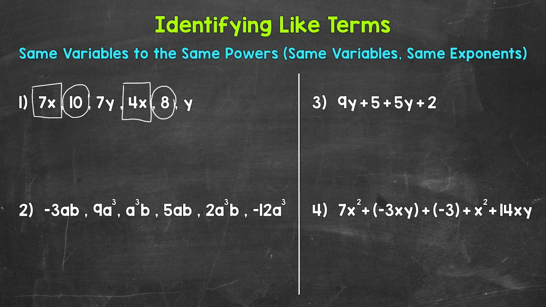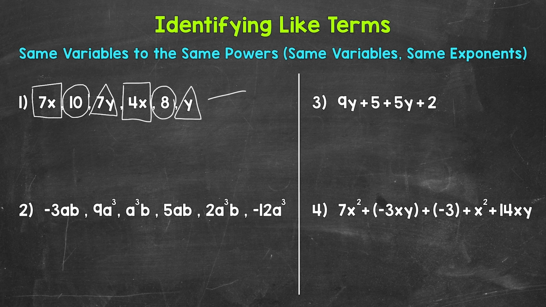And then lastly, we have 7y and y. So they share that variable of y, and there isn't any exponent shown. So again, these are to the power of 1. 7y and y are like terms. We can use triangles to separate that pair of like terms from the other pairs of like terms.